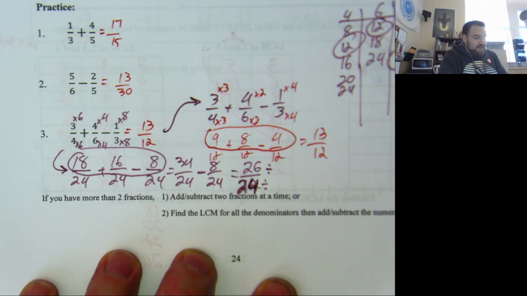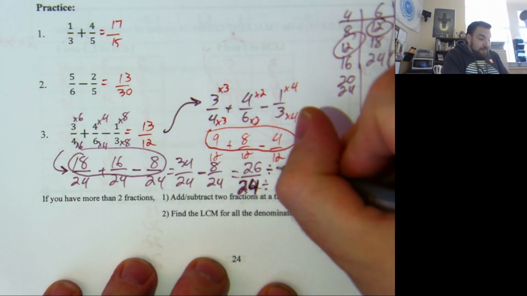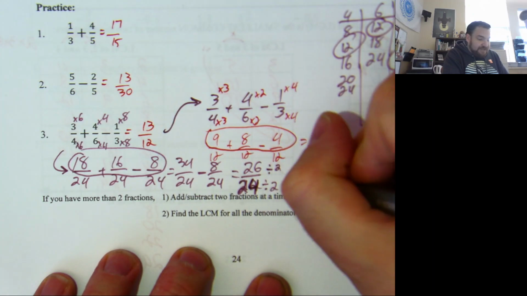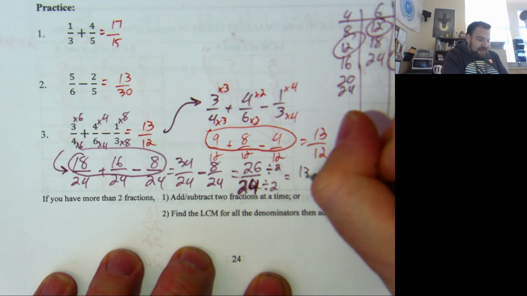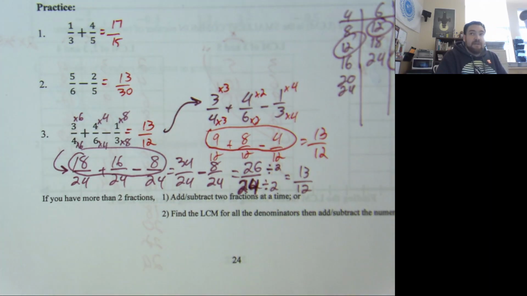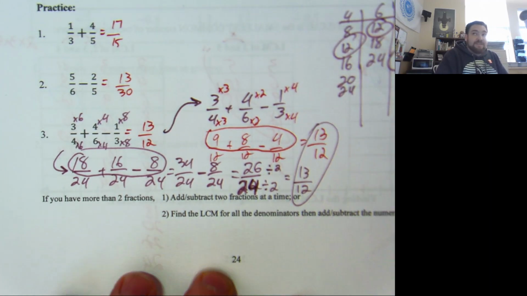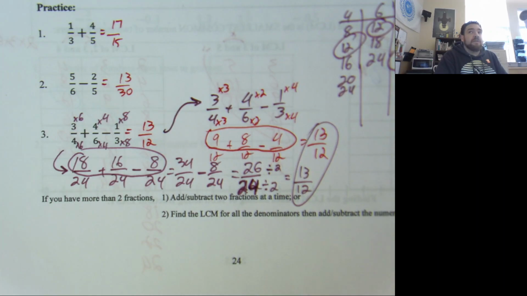Yeah, thank you. And now we reduce. Both of those are even, so I'm going to divide them both by 2. Half of 26 is 13, half of 24 is 12. Oh, look, 2 different ways to attack the same question. We got the same value.